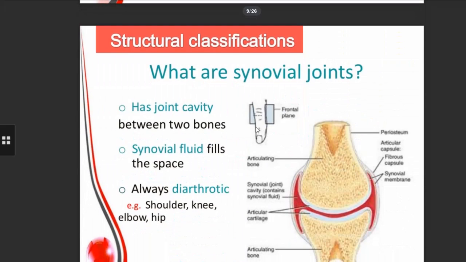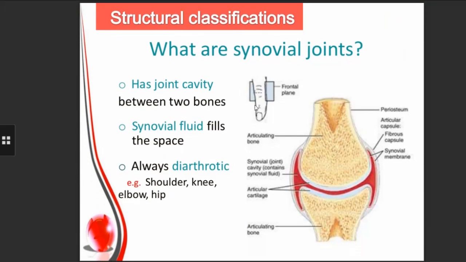Now we will define these synovial joints. Synovial joints have a joint cavity. You can see that this is a cavity, and this is a cavity. It has the synovial fluid. This space is filled with the synovial fluid. Again, this is diarthrotic, means that it is a freely movable joint. Examples are shoulder joint, knee joint, elbow, hip joint. These all are synovial joints.